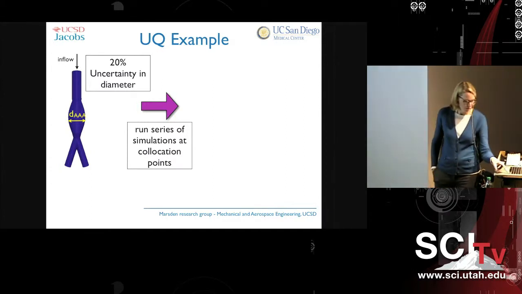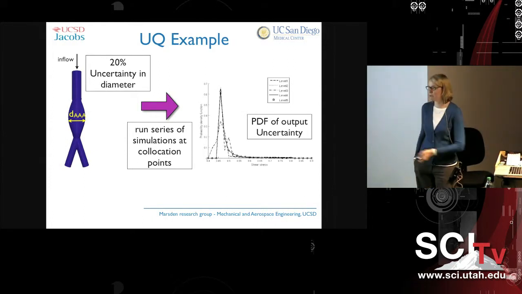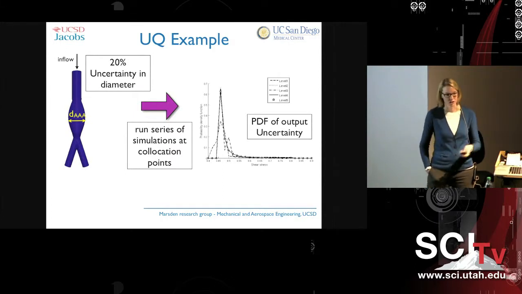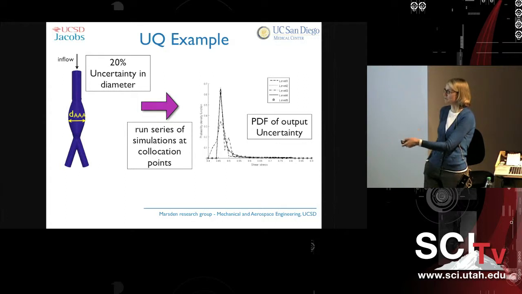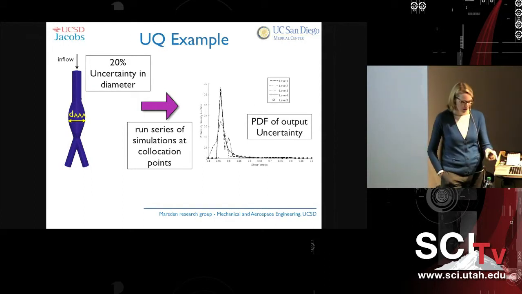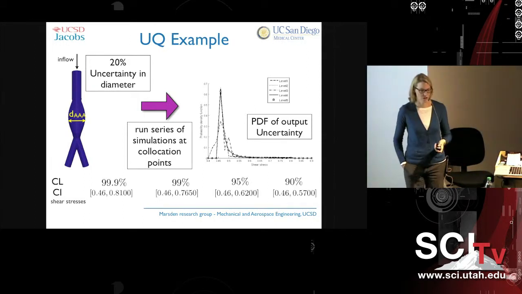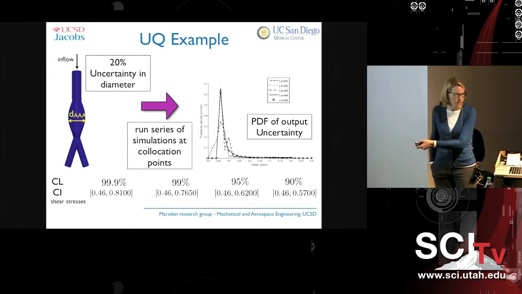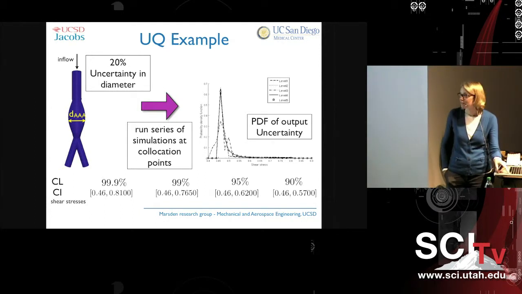We get a PDF of the output. In this case, we were interested in the wall shear stress in the aneurysm. And so this is a PDF of the wall shear stress. And you can see that as we increase the depth of interpolation, the PDF is converging to this one here. And from that, we can extract confidence intervals. So this is telling you, for example, that you're 99% confident that the shear stress in the aneurysm is between these two values. And obviously, this narrows as we go down to 90.